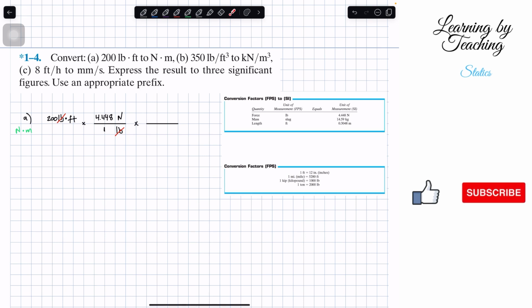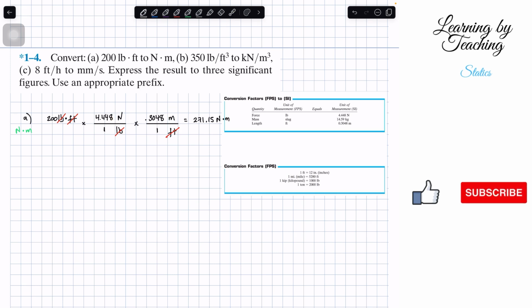We want to cancel our feet. That means that feet has to be in the bottom, right? So we're going to go ahead and put feet at the bottom, and we want meters on top. I know I want meters because that's our goal, so that way I can cancel my feet with my feet. And then we're going to go to our table and we'll say, hey, for length, 1 foot is equal to that amount of meters, so we got 0.3048 divided by 1, and then we're going to put this into our calculator, and when we put this into our calculator we get a total of 271.15, and again the units should be newtons times meter.